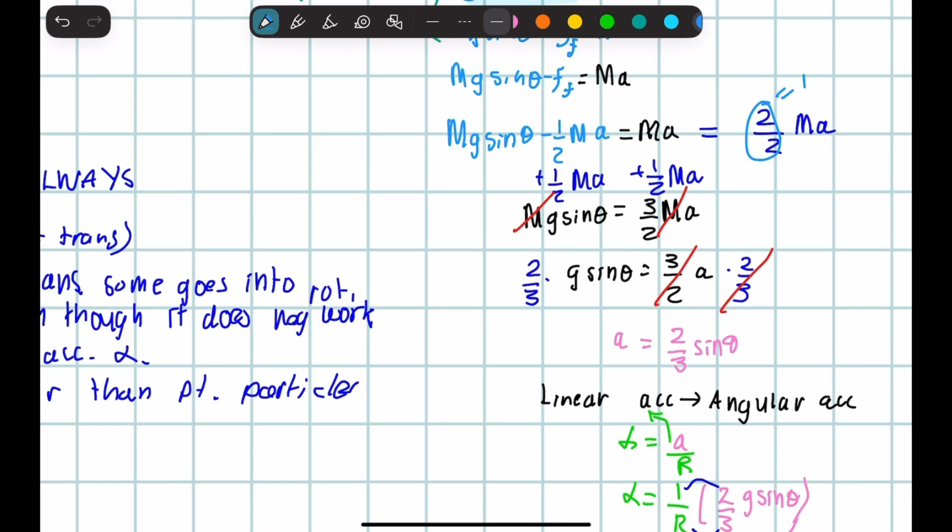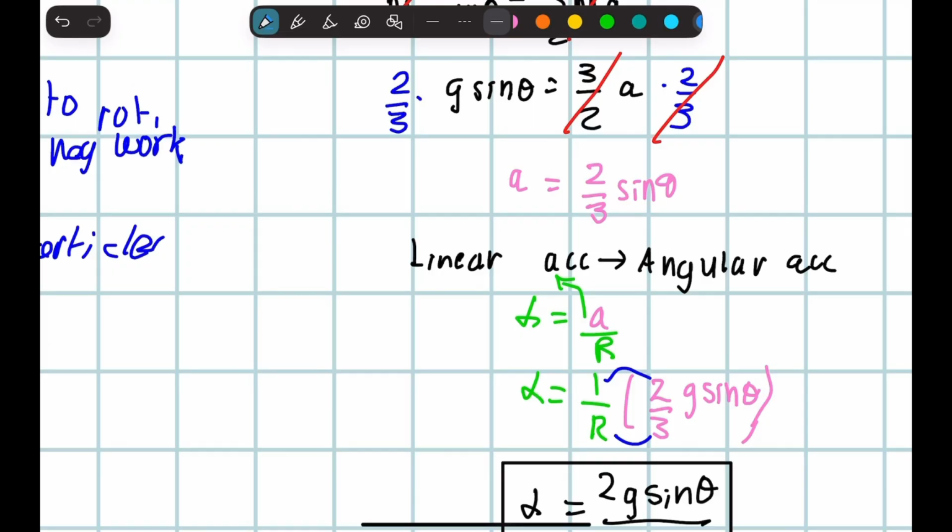Then you multiply both sides by the reciprocal, 2/3, and you cancel out the 3/2 over there. Then you just have your answer: your acceleration is equal to 2/3 g sine theta. But look, that's linear acceleration. We want angular acceleration.